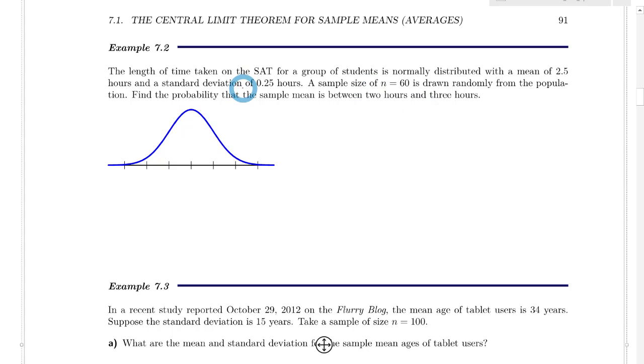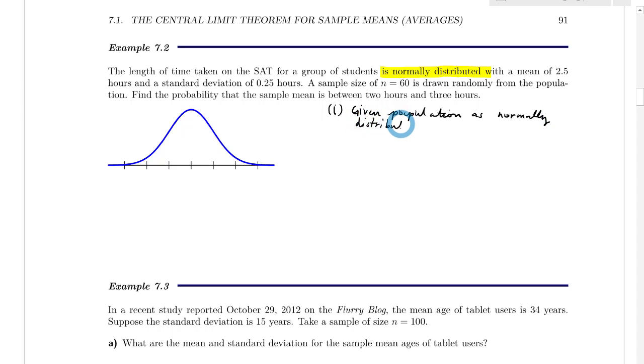So there's a lot of information here. The first thing we should notice is that it tells us it's normally distributed, because we have to know that. If we don't know that, then we have to check the sample size. So the first thing I would say is given population as normally distributed. So it doesn't really matter what the sample size is at this point, but if we look at it, it is larger than 30. But the fact that it gave it to us, we don't even think about it.